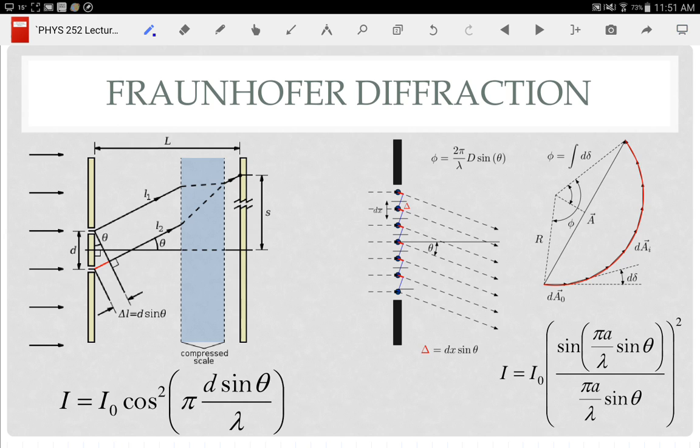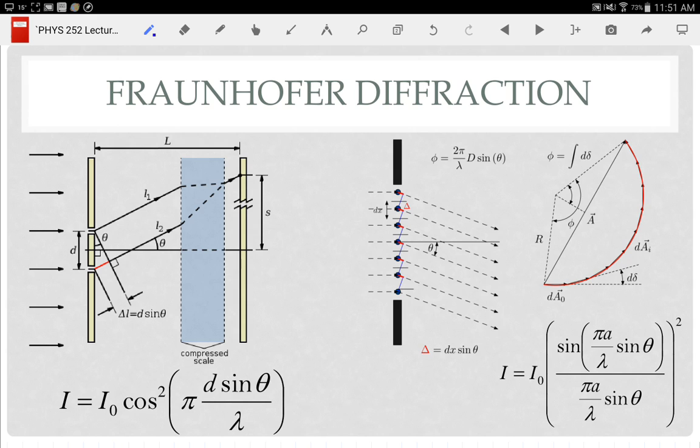So the first one was deriving the intensity equation as a function of viewing angle. Now in the general physics class, the 152 class, all we had was the condition for constructive interference and destructive interference. But here we have the intensity, so we see how the intensity varies with angle.